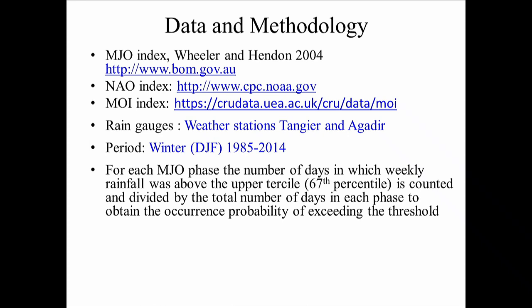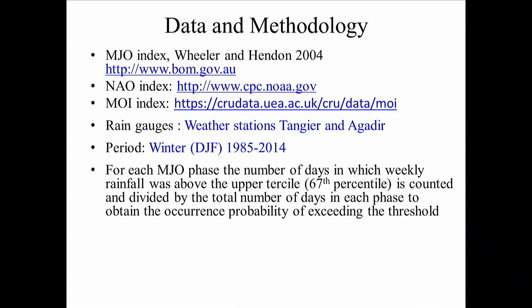oscillation. This is the main objective of this first research work, but we are using weather station rain gauges from the National Weather Service at two stations, one in the extreme north, Tangier, and one in the central part of Morocco near the Atlantic Ocean. So how do we do it? We work for DJF, our winter season, from 85 to 2014.